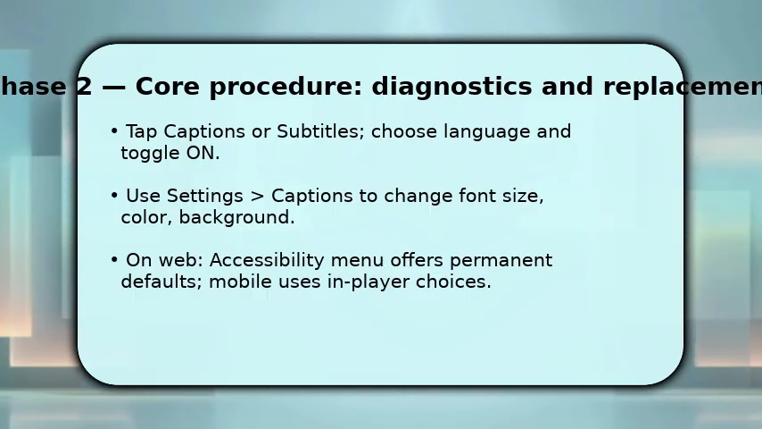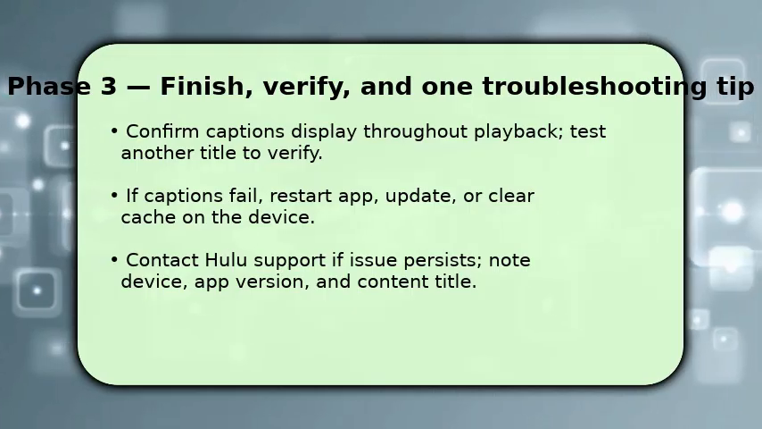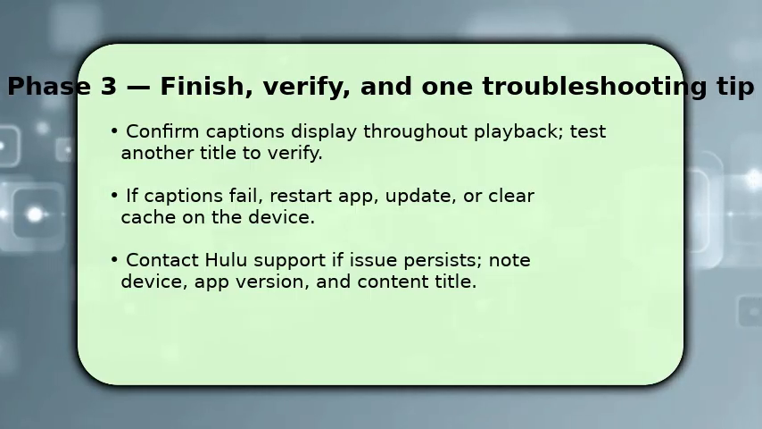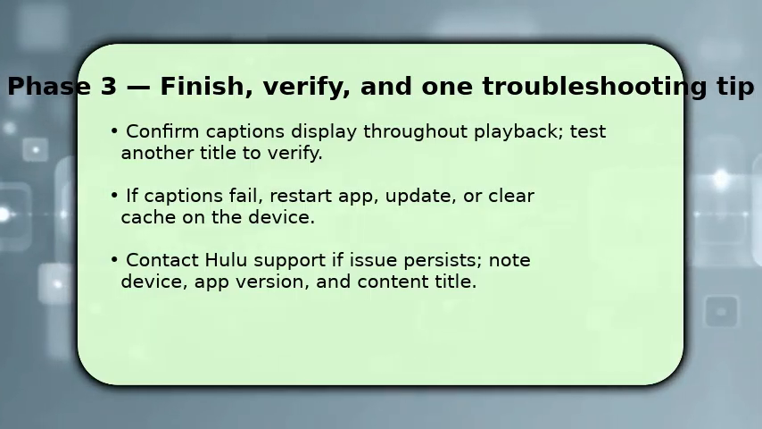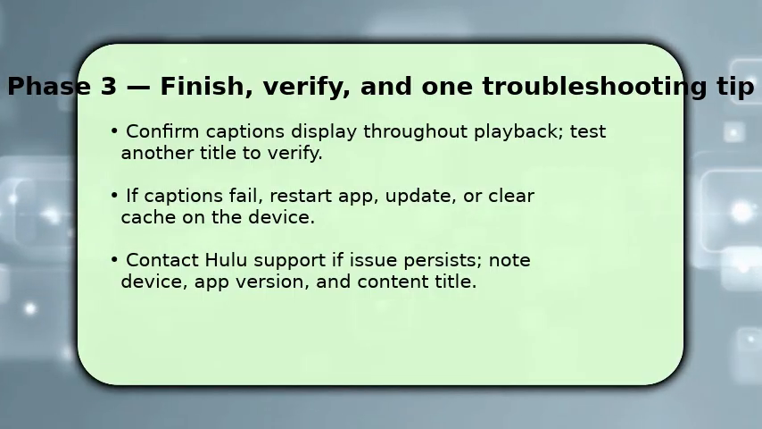Finish by confirming captions appear consistently for the whole playback, and test another title so you know it isn't a single asset issue. If captions do not appear, restart the Hulu app and your device. Make sure the app is updated and clear the app cache. That often resolves mismatch or loading problems.